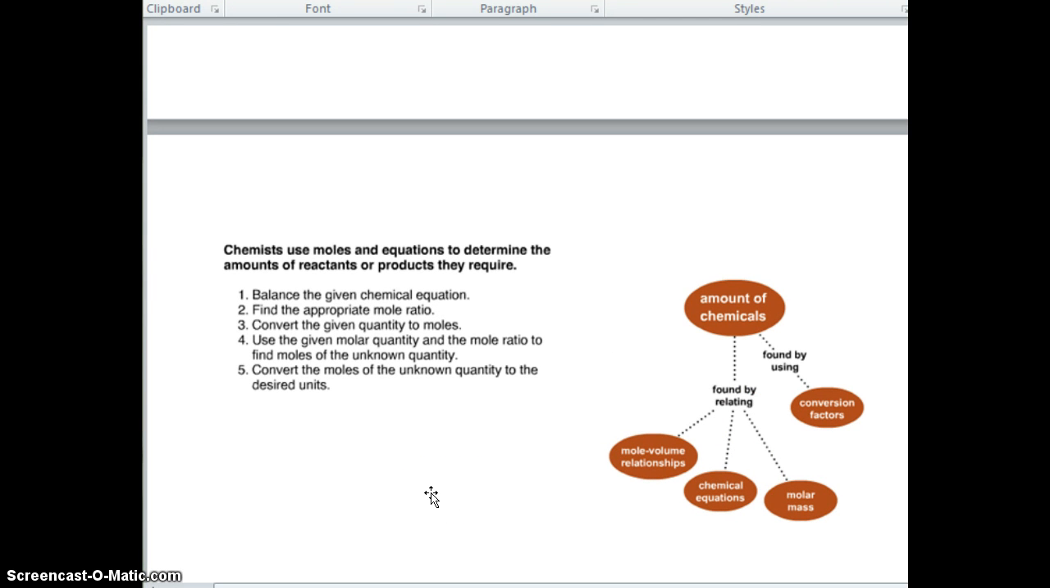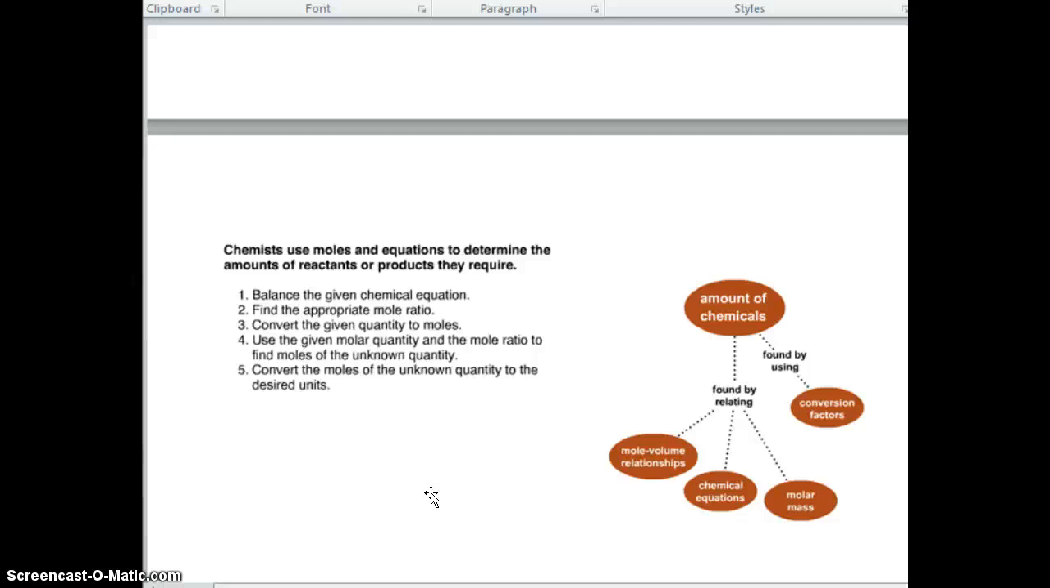Just to review, chemists use mole and equations to determine the amounts of reactants or products they require. Step 1, balance the given chemical equation. Step 2, find the appropriate mole ratio. Step 3, convert the given quantity to moles. Step 4, use the given molar quantity and the mole ratio to find moles of the unknown quantity. Step 5, convert the moles of the unknown quantity to the desired units.